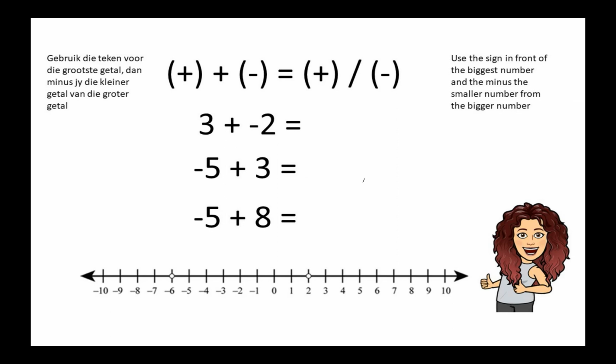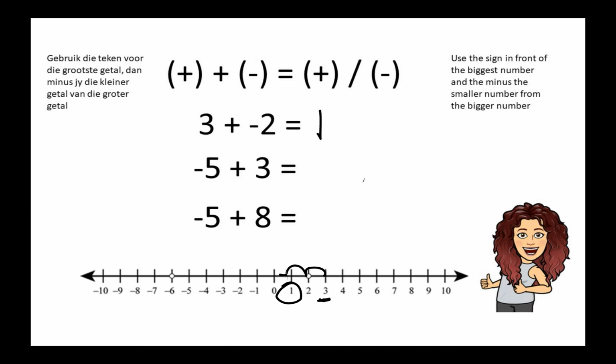Now, the first one we've got there is +3 plus -2. In other words, like I said, I like to think of it in money. I've got 3 Rand and I spend 2 of the 3 Rand. So I move 1, 2 in a negative direction, and my answer will be 1. Okay, now let's quickly do the next one using the rule that I showed you.